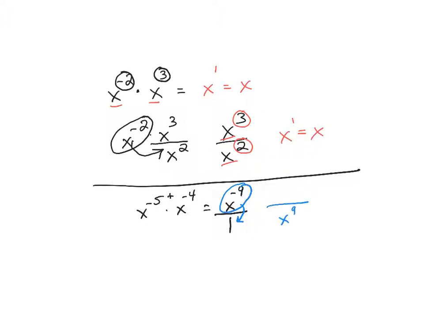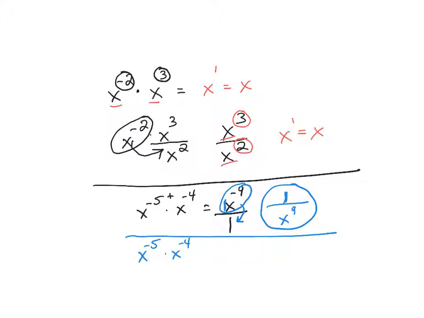Just remember, there was an understood 1 in front of that x, which is going to stay on the top. So my final answer to that is 1 over x to the 9th power. I had mentioned to you that there were a couple of ways you could do it. Here was that original problem again, x to the negative 5th times x to the negative 4th.